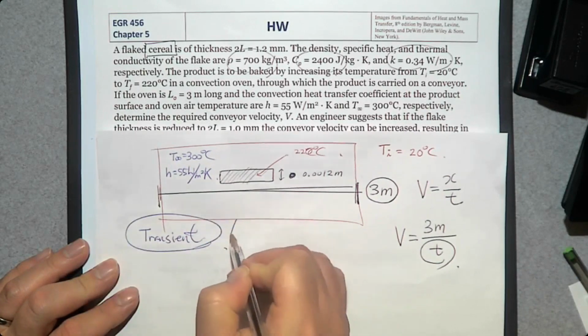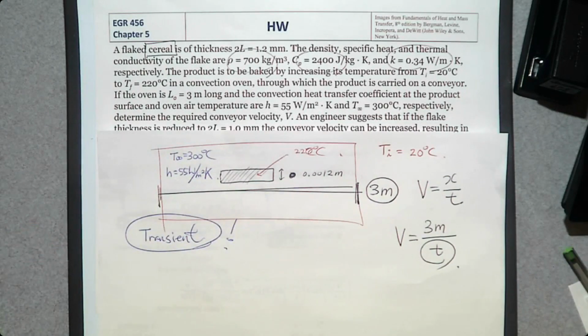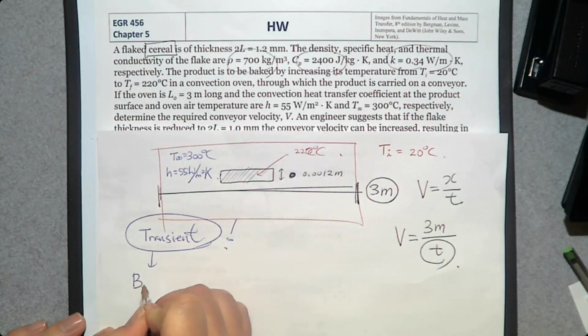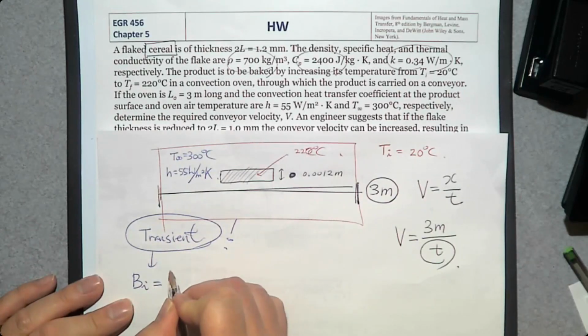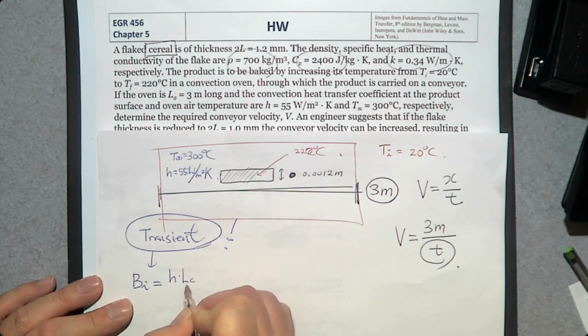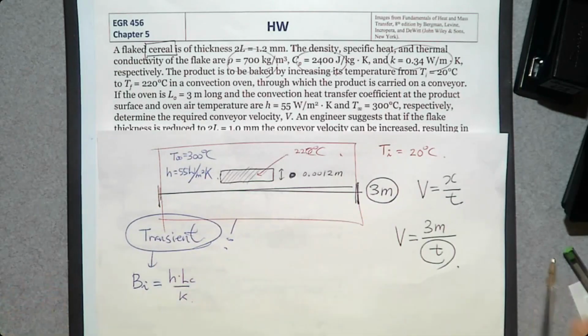When you check that this is a transient conduction problem, what is the second step? There are 2 methods, lumped and approximate. So we need to determine which one to use. How can we do that? Let's calculate the Biot number. How do we calculate the Biot number? h times characteristic length over thermal conductivity.